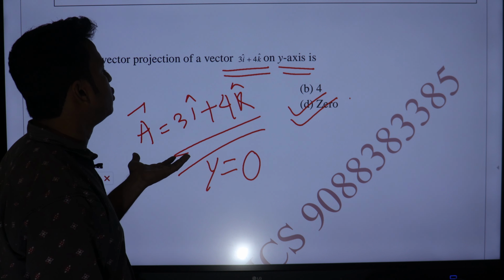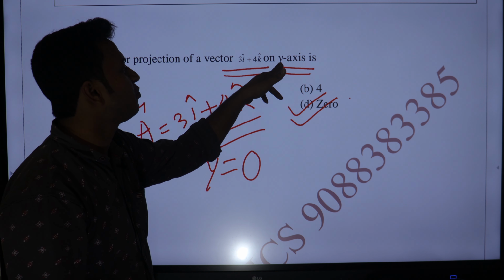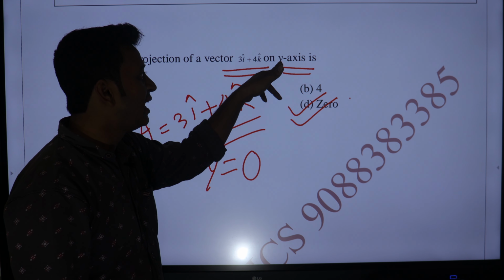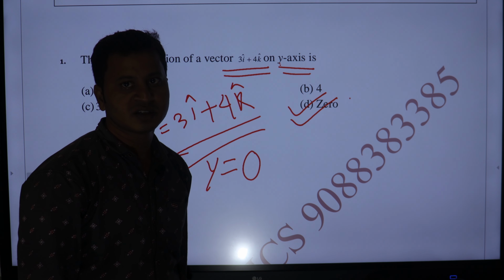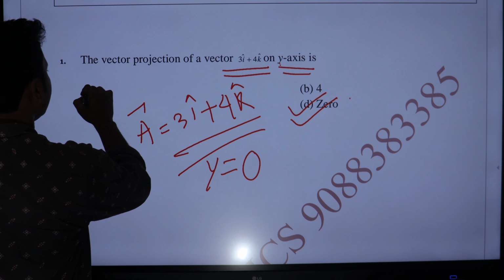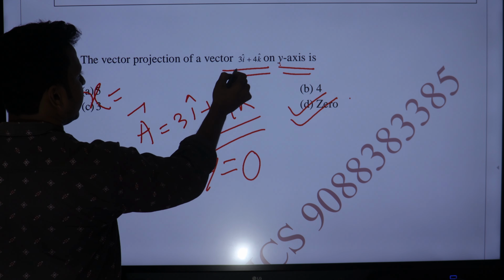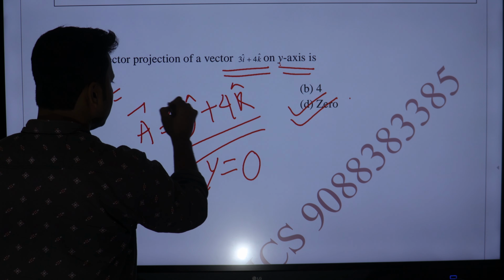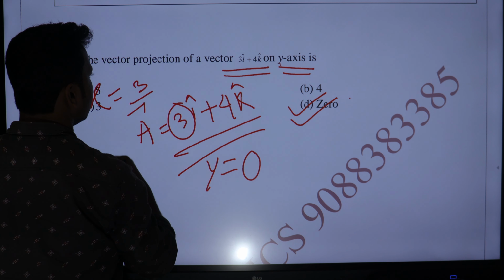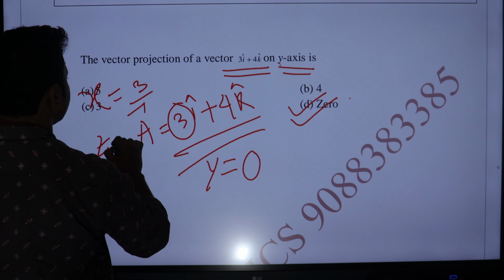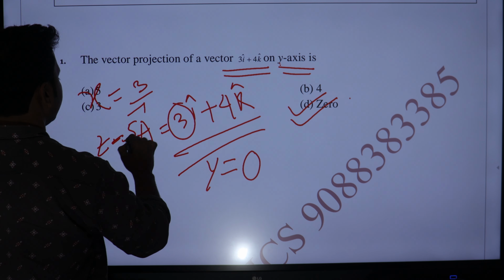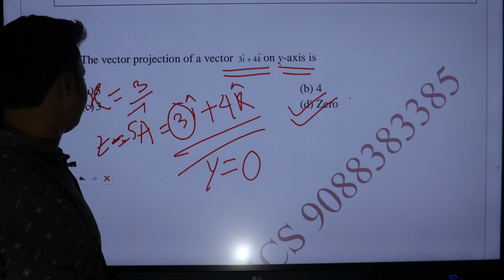Now if any question asks this type of question, find the projection along the x-axis, what is the x-axis component? The x-axis component of this vector is 3. And if the question asks to find it along the z-axis, the z-axis component will be 5.